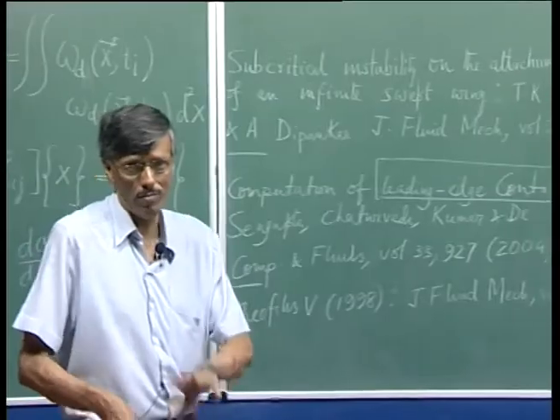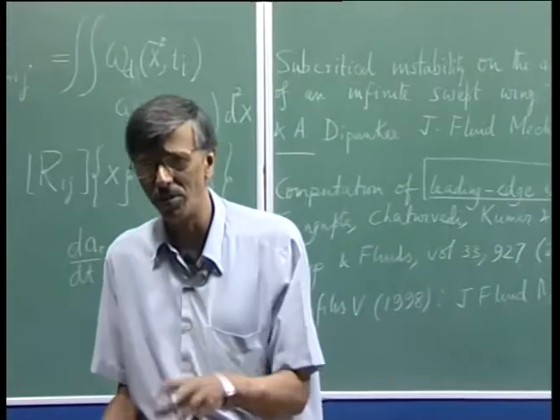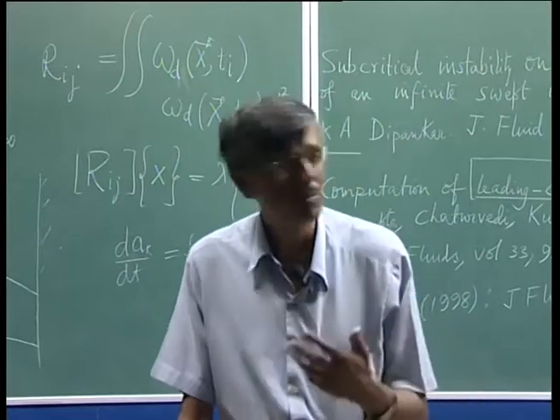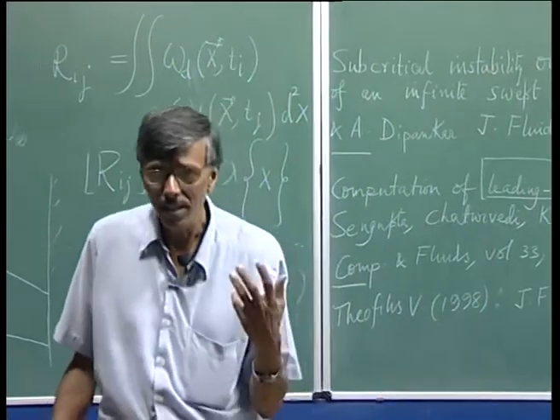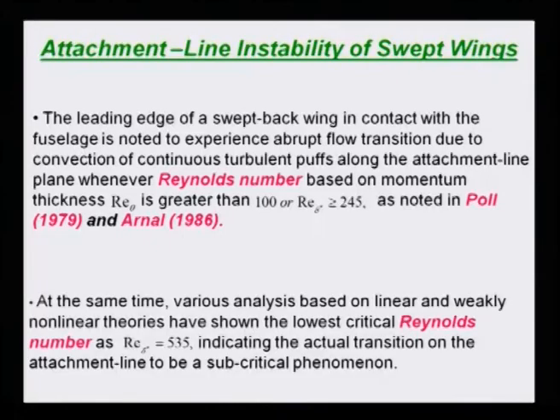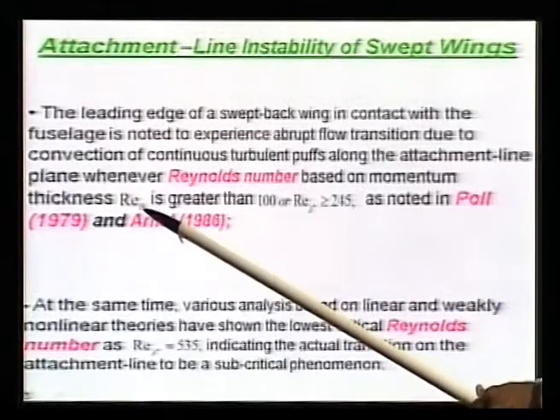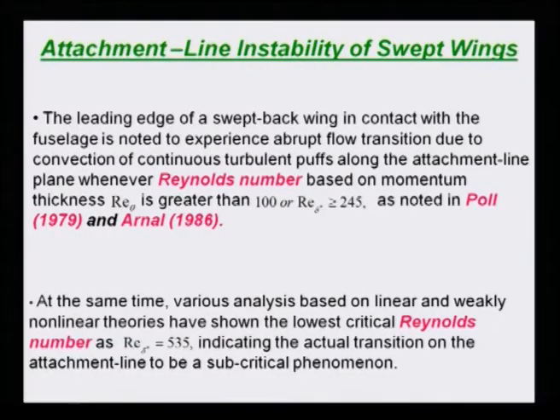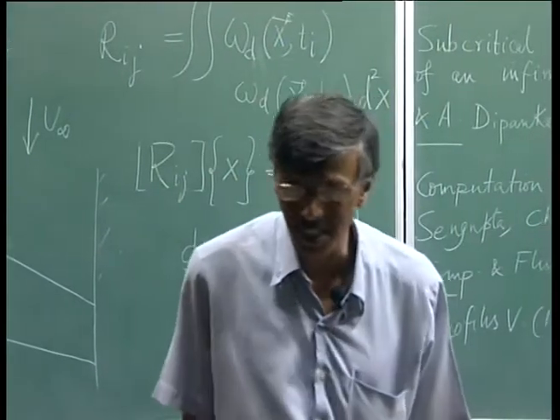That is what they are talking about, that convection of continuous turbulent puffs. Well, you have vortices, but because of the inherently large Reynolds number, they could be quite significantly colorful in terms of spectrum. That is why they are being called turbulent puffs. Okay. See, while the experimental values of critical Reynolds number are given here as 100 based on momentum thickness or 245 based on displacement thickness, people try to study the stability of the flow.